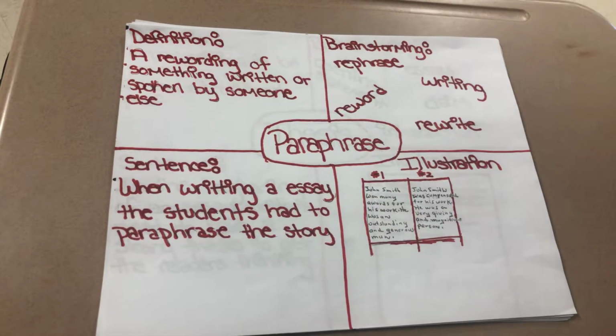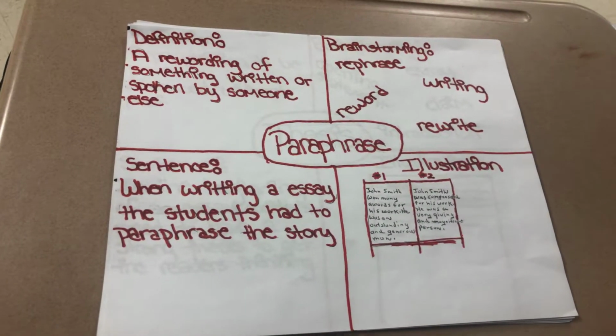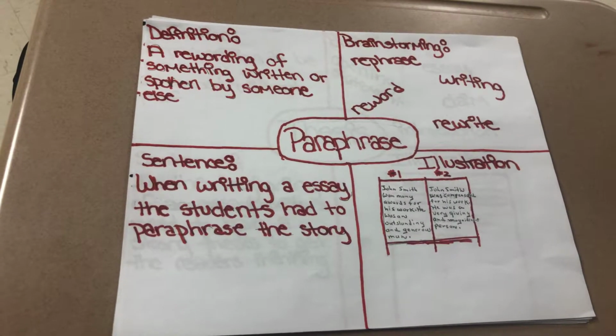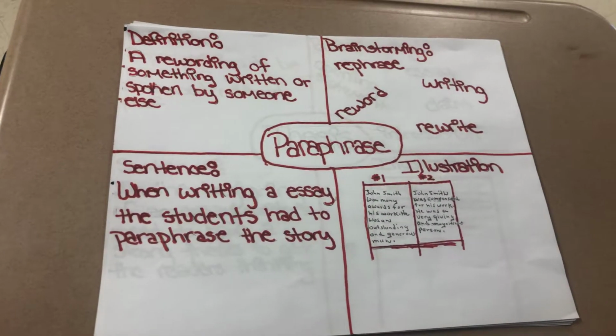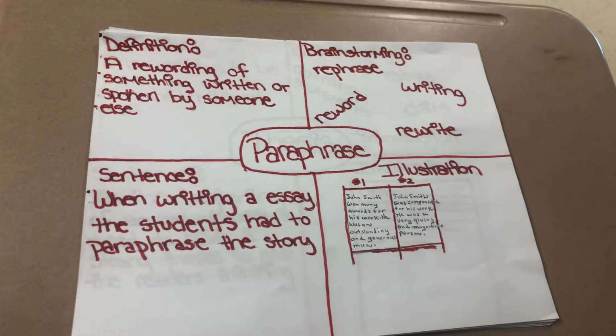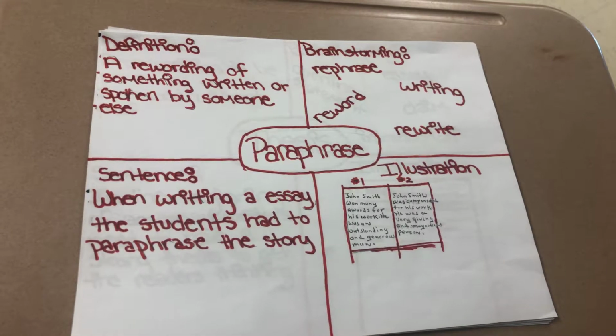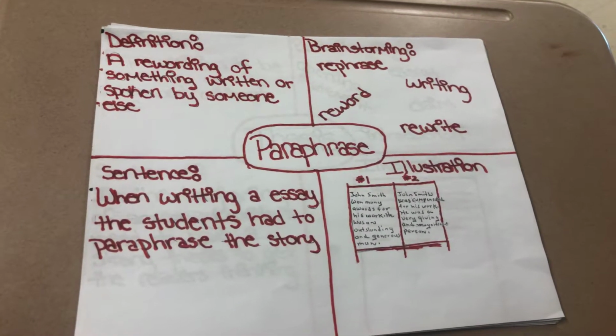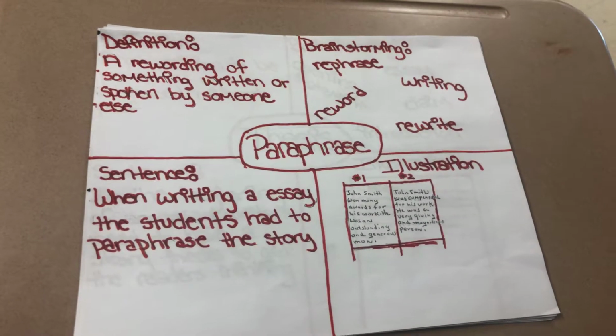The next word is paraphrase. The definition is a rewording of something written or spoken by someone else. The sentence is, when writing an essay, the students had to paraphrase the story. Some words we came up with were rephrase, writing, reword, or rewrite. And in the picture, it was a summary, and the second example was reworded.